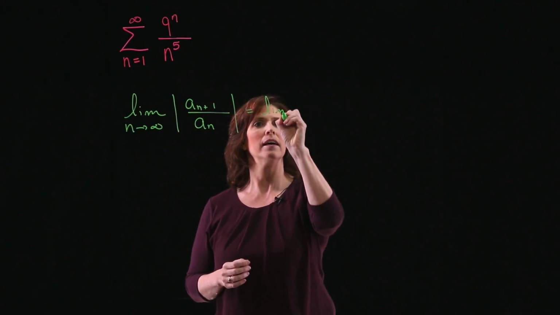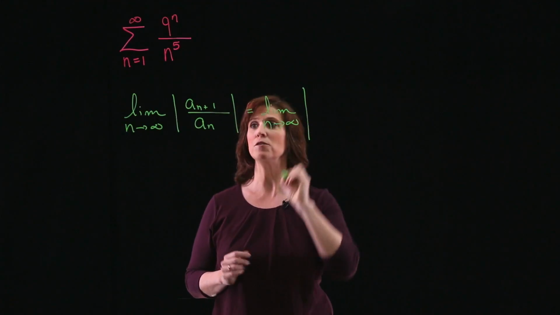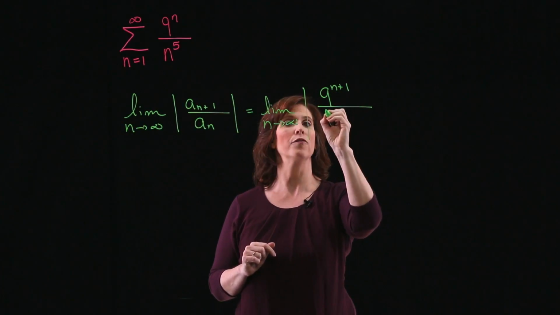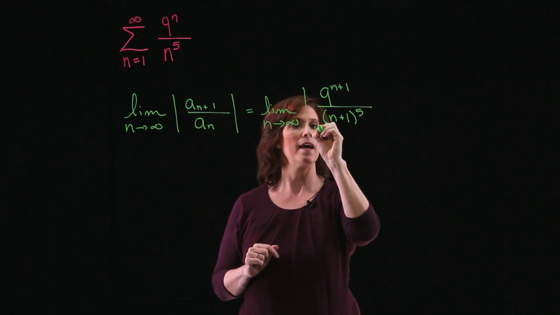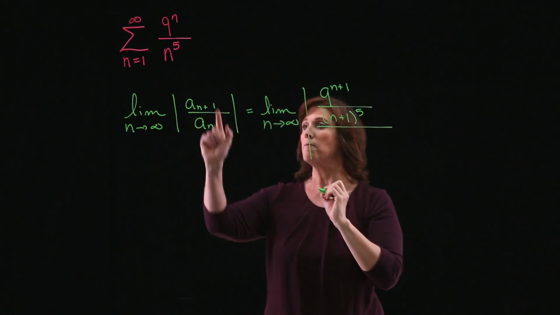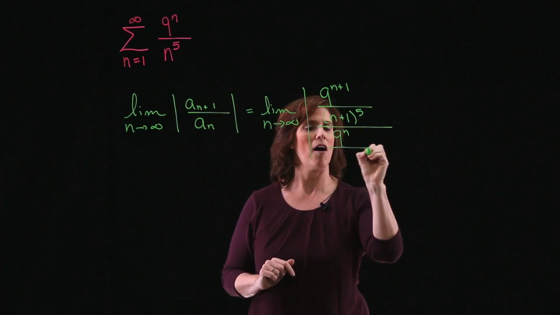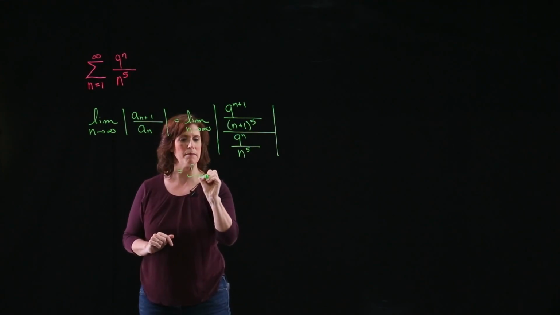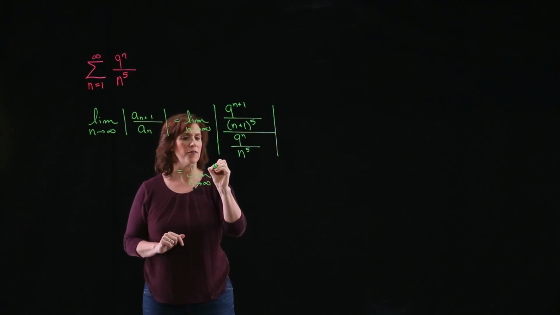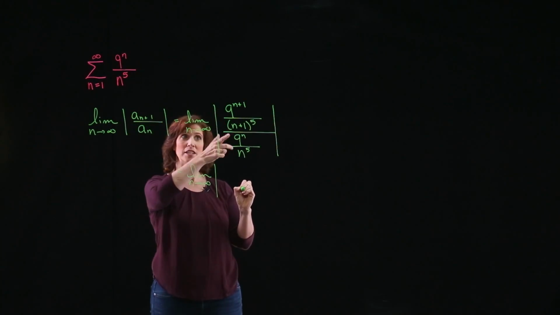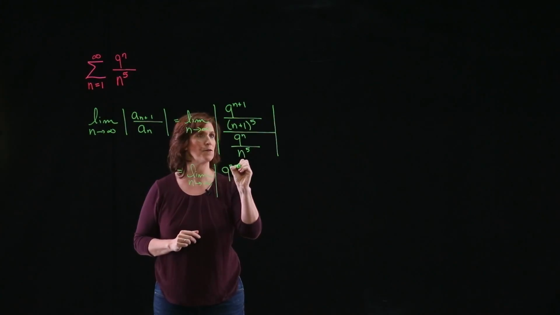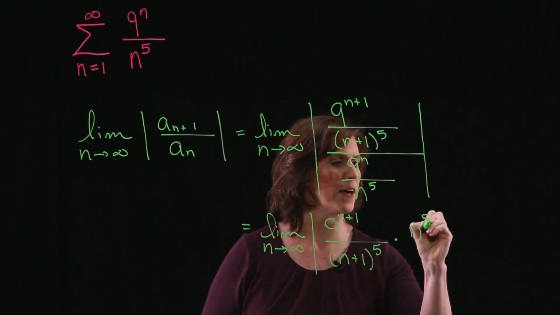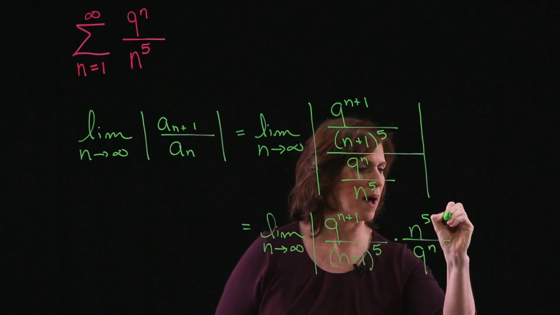I've got the limit as n approaches infinity of the absolute value of a sub n plus 1. That will be 9 raised to the n plus first power all over n plus 1 to the fifth power. And then I'm going to divide that by a sub n, which is 9 to the nth all over n to the fifth power. Okay, that gives me the limit as n approaches infinity of the absolute value. I'm going to take this compound fraction and invert and multiply. So I've got 9 to the n plus first all over n plus 1 to the fifth power times n to the fifth all over 9 to the nth power.